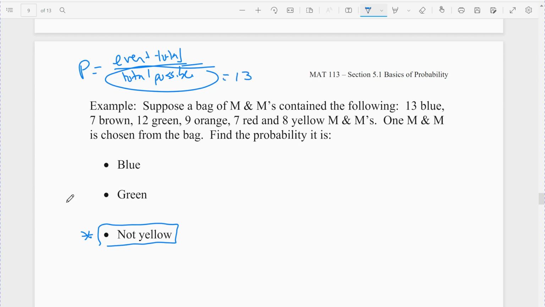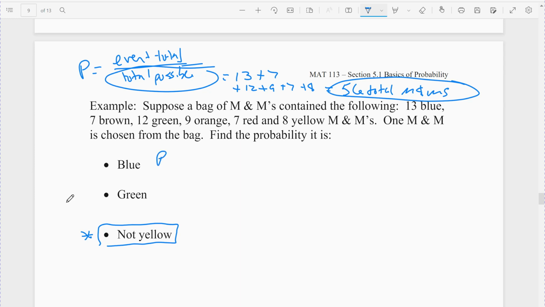Total possible would be the 13 blue, 7 brown, 12 green, 9 orange, 7 red, 8 yellow, and that adds up to be 56 total. There are 56 total M&Ms that you could pick. When you reach in, you're going to pull one of the 56 M&Ms out.